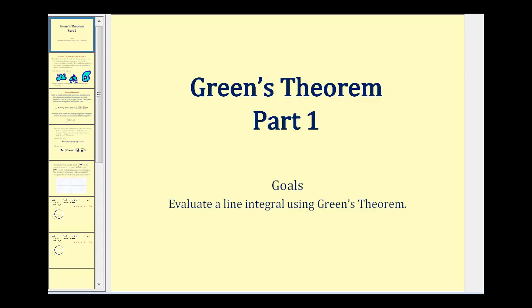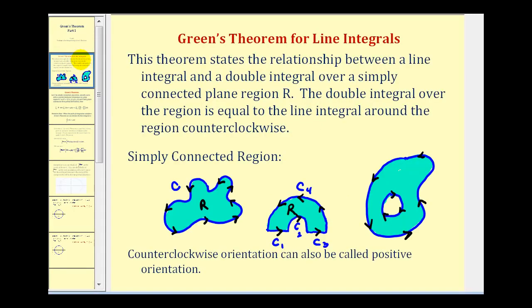Welcome to part 1 of Green's theorem. Green's theorem states the relationship between a line integral and a double integral over a simply connected plane region R. The double integral over the region is equal to the line integral around the region counterclockwise.